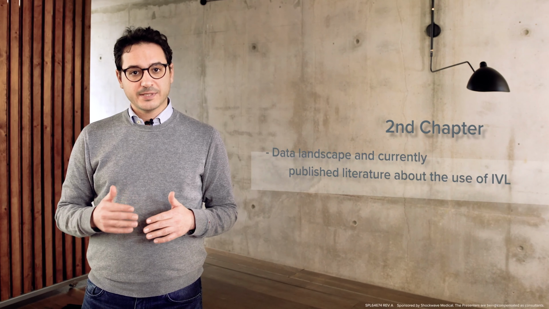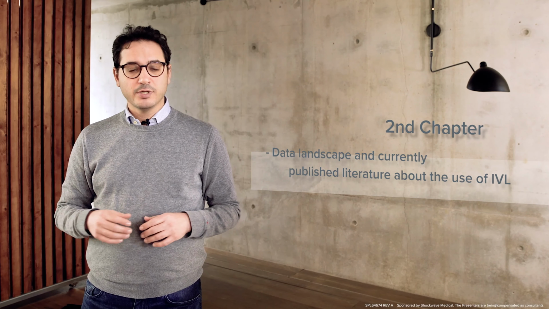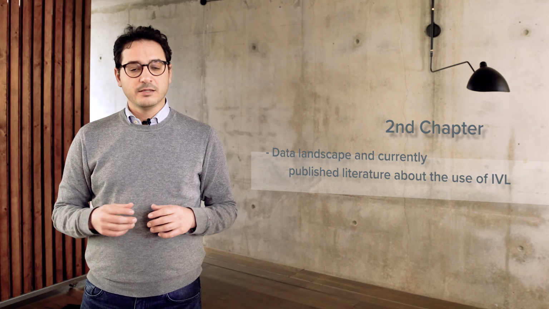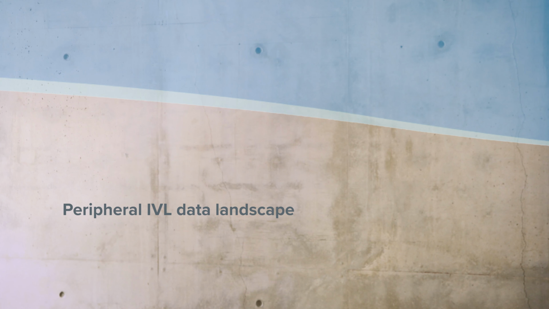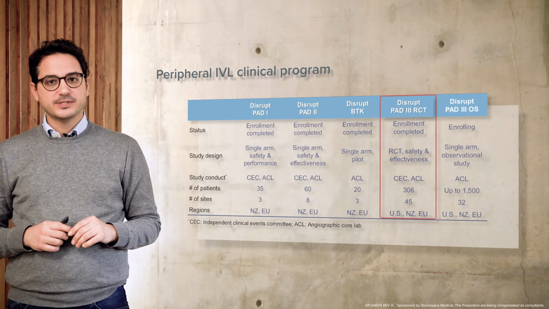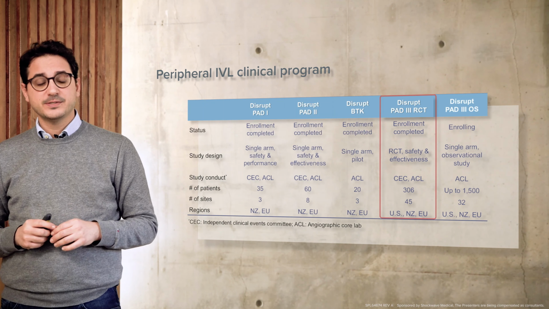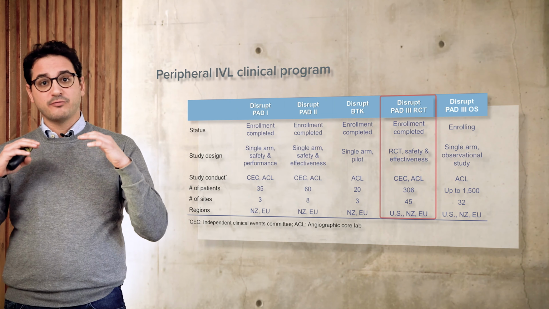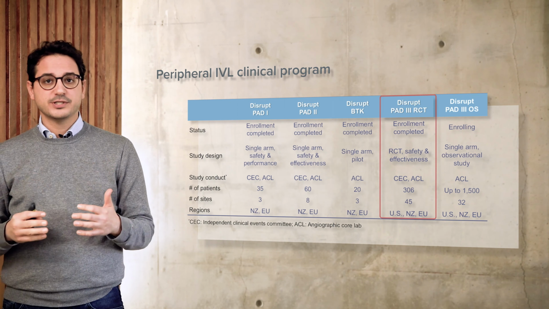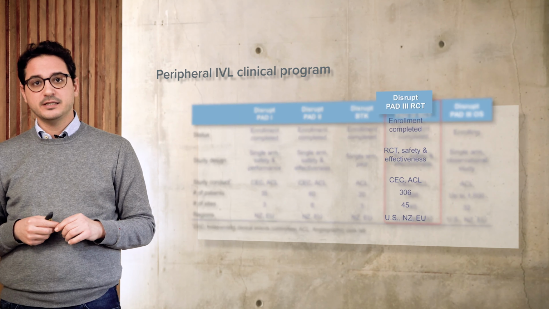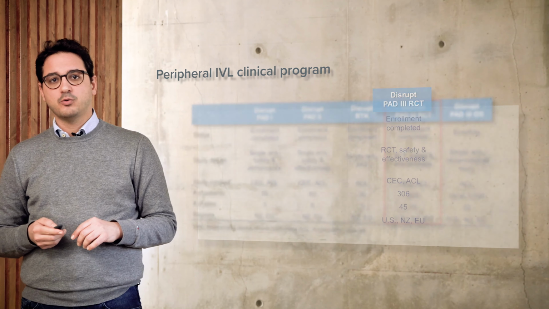In this part of the tutorial, we'll go through the data landscape and the currently published literature about the use of IVL for the treatment of peripheral arterial disease. The use of the peripheral IVL system for the treatment of heavily calcified disease was evaluated in the framework of multiple clinical trials, prospective trials, and most recently the results of the DISRUPT-PAD 3 RCT were published.